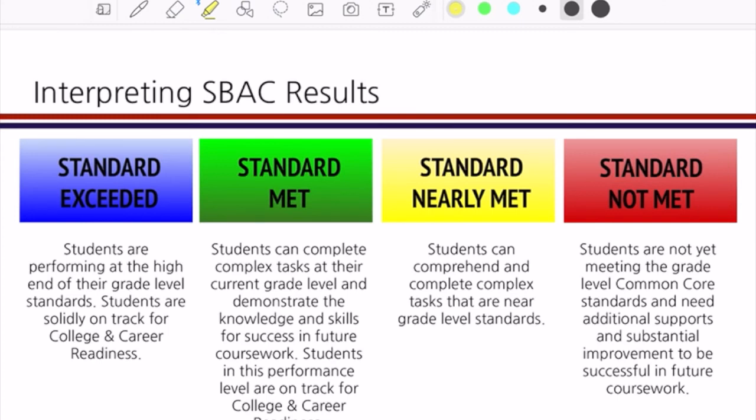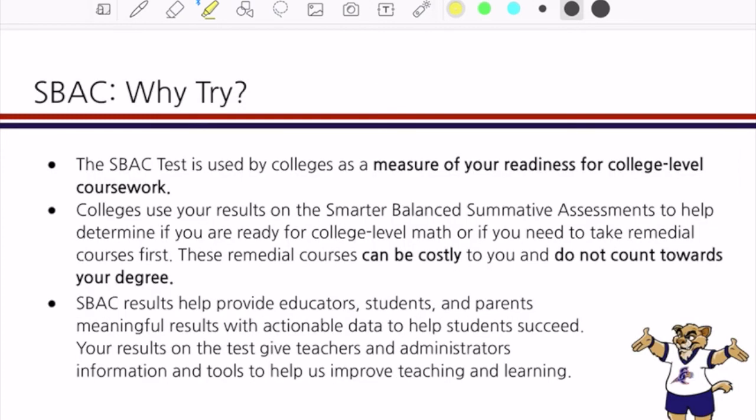Okay, so this is probably the most important slide in the presentation. Why? Why take this test? Why take this test this year? This slide goes through helping to give you the reason for that why. Besides wanting to do your best because it's good to do your best, the Smarter Balance test is used by colleges as a measure of your readiness for college level coursework. So again, it is not an admissions requirement. It does not determine your financial aid package.